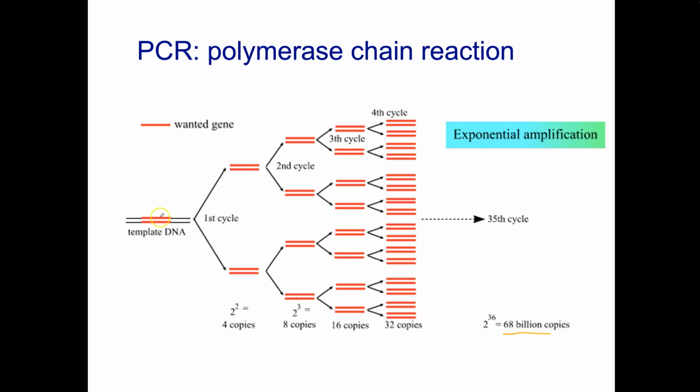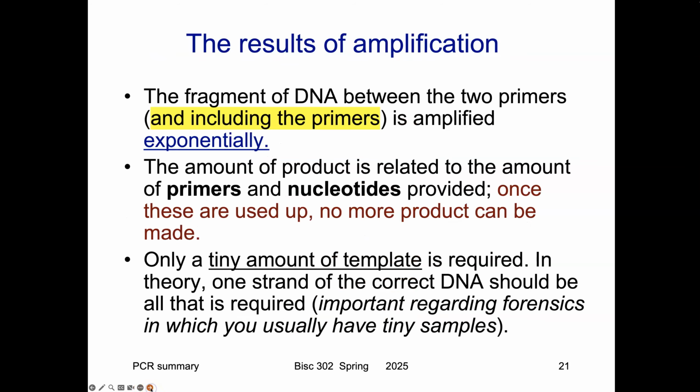And this is just the idea. The sequence you want to amplify, your primers are going to bind to these two positions, and then you're going to get all these pieces, right? Okay, and so the result of the amplification is that the piece of DNA between the two primers and including the primers is amplified exponentially. It slightly more than doubles, at least up to a point.